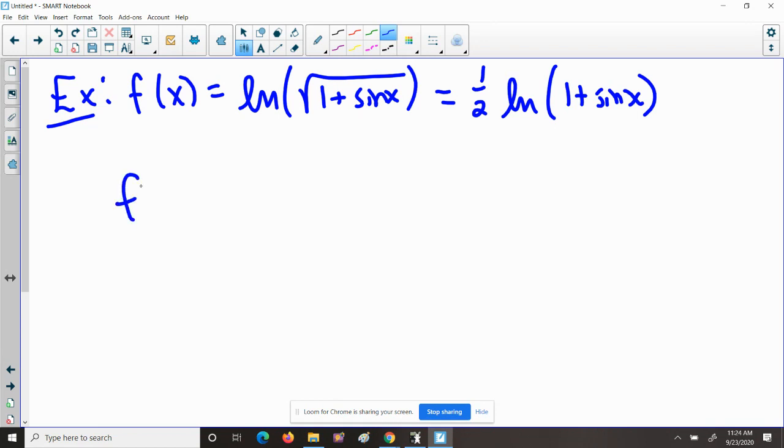Now, if we try to take the derivative, 1/2 is a constant. Take the derivative of natural log of 1 plus sine of x. Remember, that's u prime over u. Our u is 1 plus sine of x.